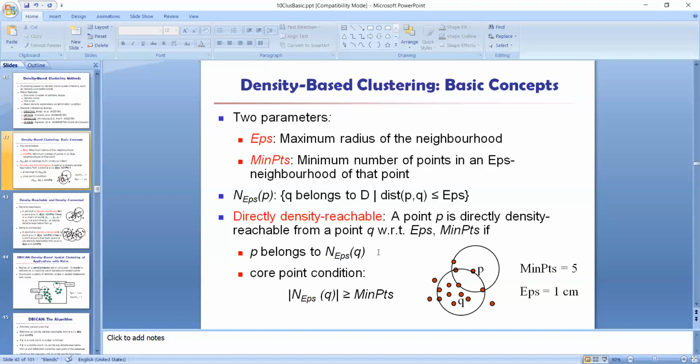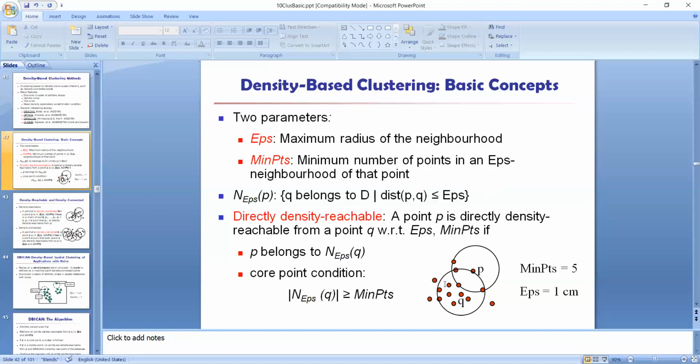Then we can call it density reachable. So, as you can see in the figure, a point P is directly density reachable from Q if there are two conditions. One is that Q must be a core point, and the other is that P must be within the neighborhood of Q.